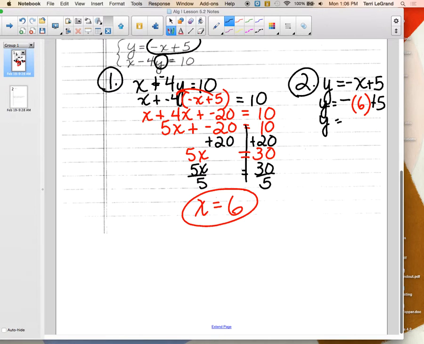So the opposite of 6 is negative 6. Negative 6 plus 5 is? Negative 1. We just got our solution for y. Step 3, write your solution as an ordered pair. What's our ordered pair answer? 6 negative 1.